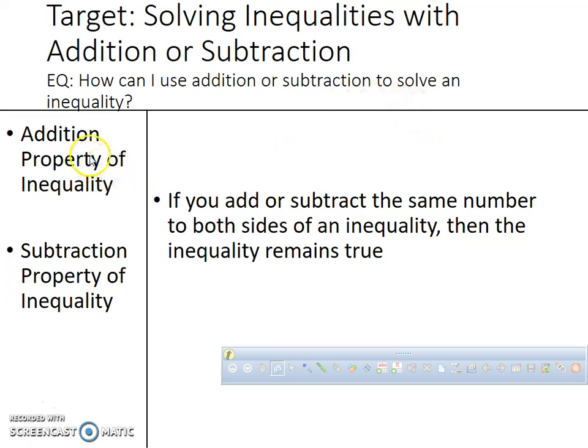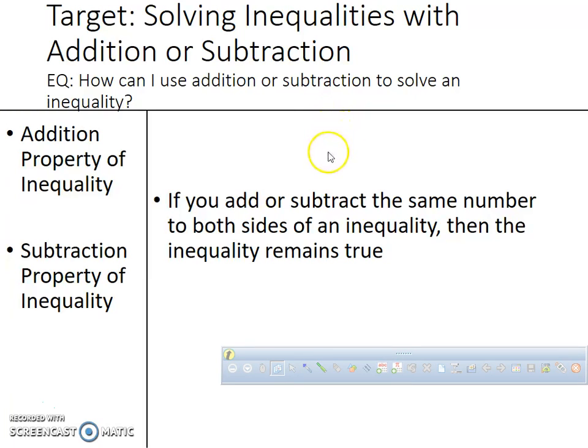We're going to reference back to the two properties that make this possible, and we talked about them already with solving equations. The addition property of inequality and the subtraction property of inequality. All it states is if you add or subtract the same number to both sides of your inequality, the statement remains true. It's still going to be the same statement.